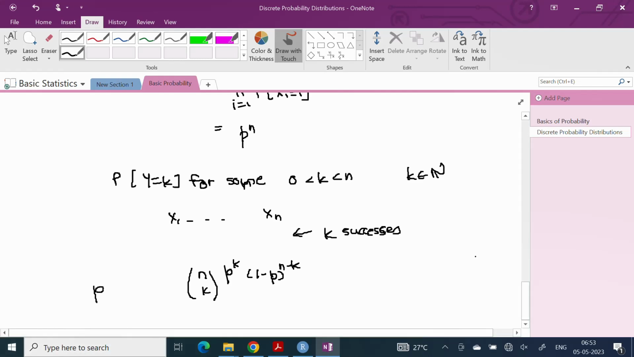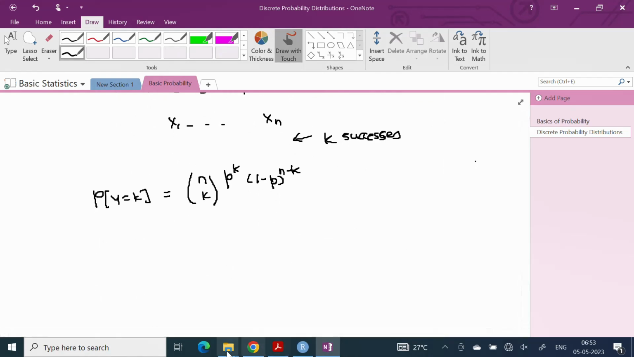Hence the probability of y equal to k is n choose k, p raised to k, (1 minus p) raised to n minus k. What is this? N choose k. It is also denoted by this. This basically means the number of ways in which I can choose k objects out of n objects.